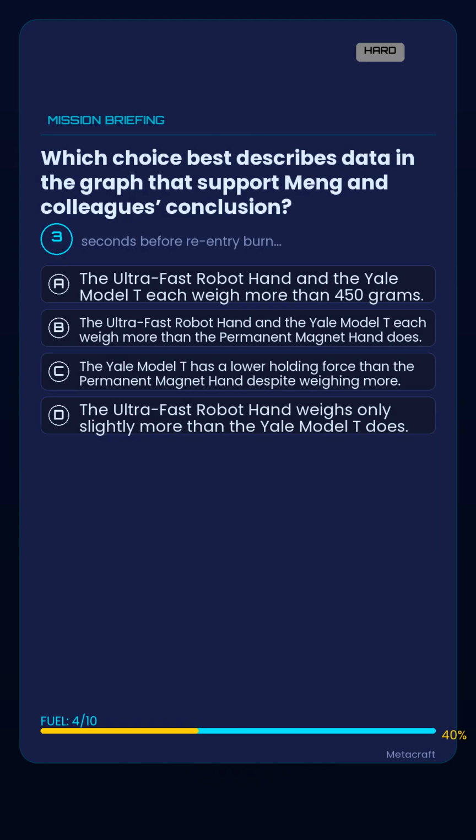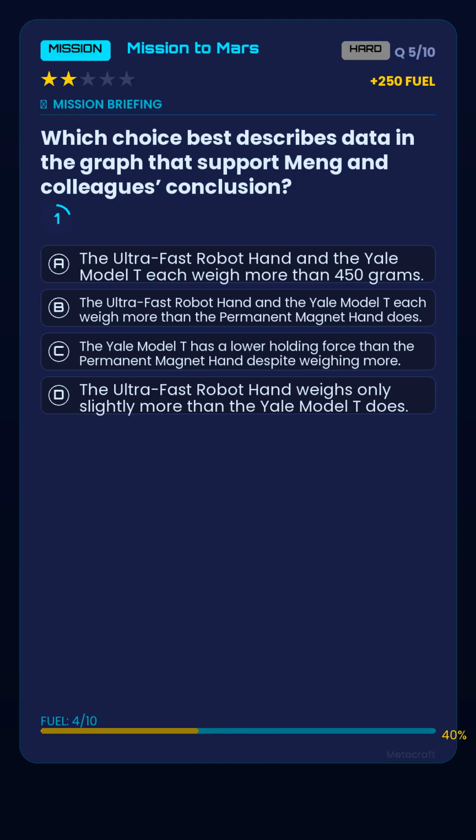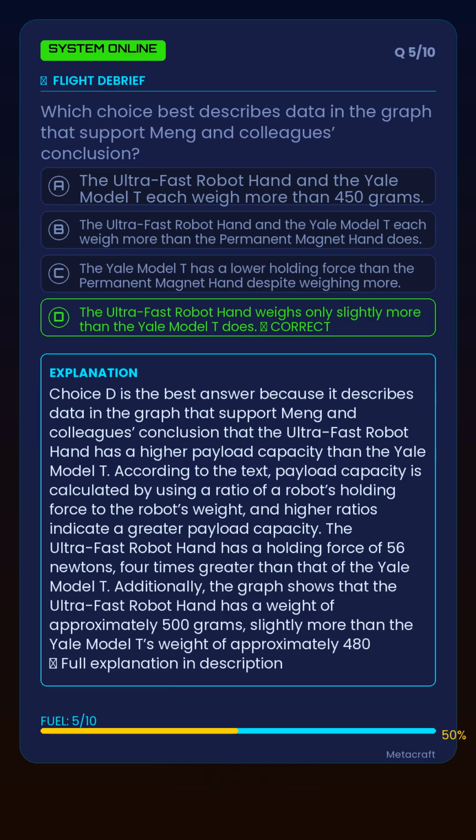Which choice best describes data in the graph that support Meng and colleagues' conclusion? Option A. The ultrafast robot hand and the Yale Model T each weigh more than 450 grams. Option B. The ultrafast robot hand and the Yale Model T each weigh more than the permanent magnet hand does. Option C. The Yale Model T has a lower holding force than the permanent magnet hand despite weighing more. Option D. The ultrafast robot hand weighs only slightly more than the Yale Model T does. The correct answer is D.